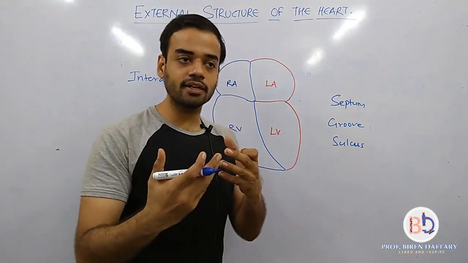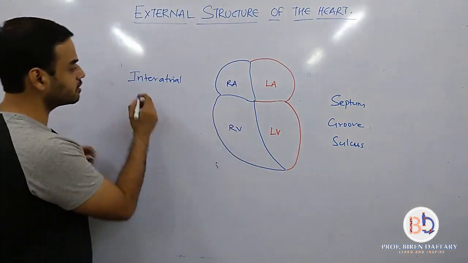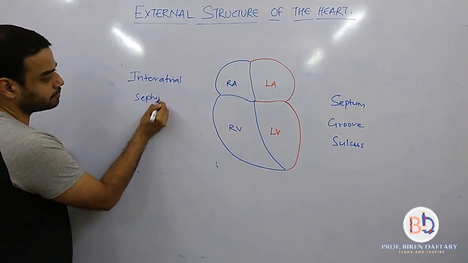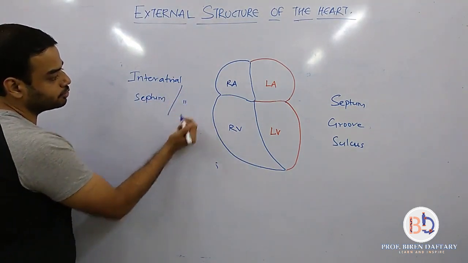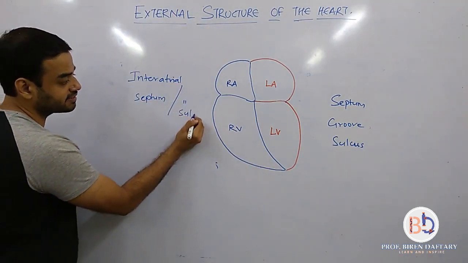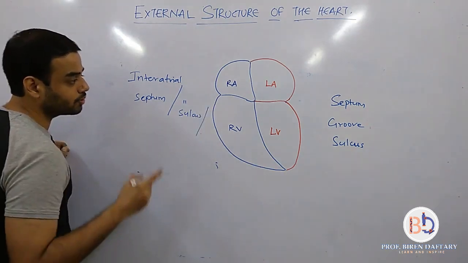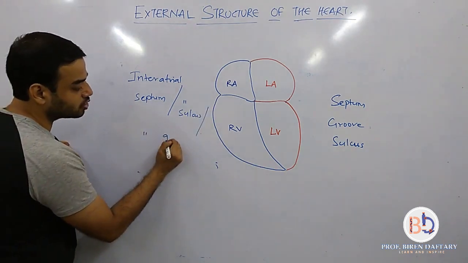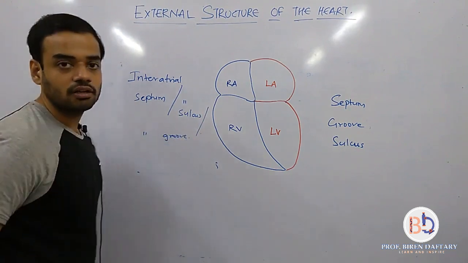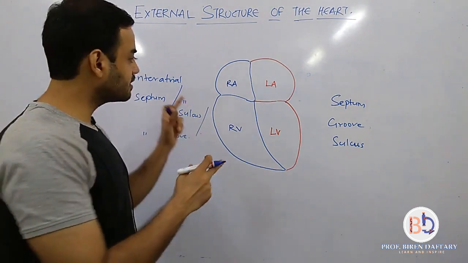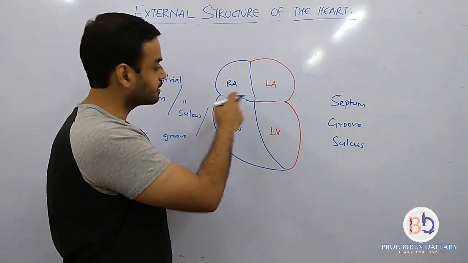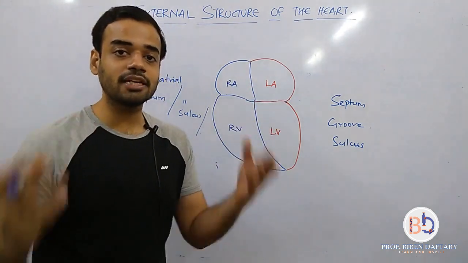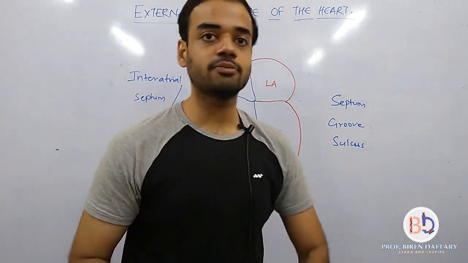Interatrial means between two atria. Again, you can use any of the words. You can use septum, or you can use interatrial sulcus, or you can use interatrial groove. Is this clear? So there are three names for this. There are four names for this. Why am I telling you this? Because when you see in the textbook you will get confused.